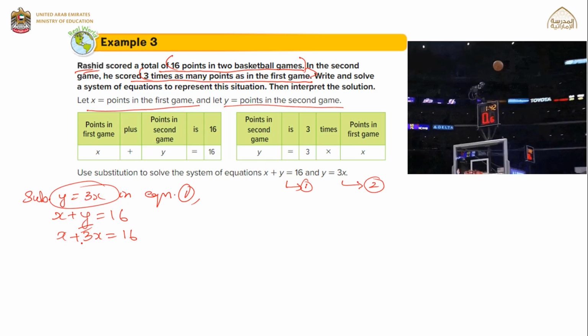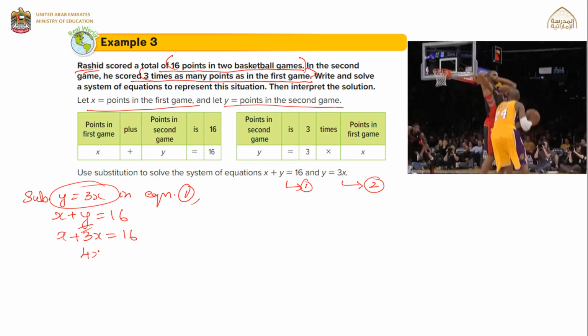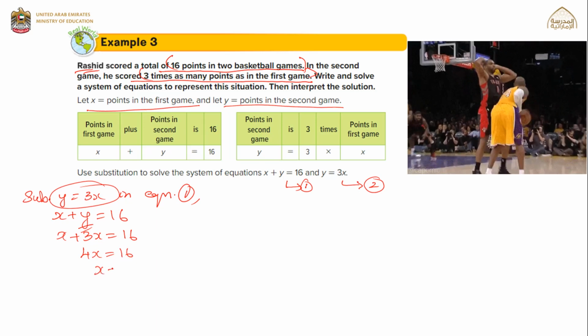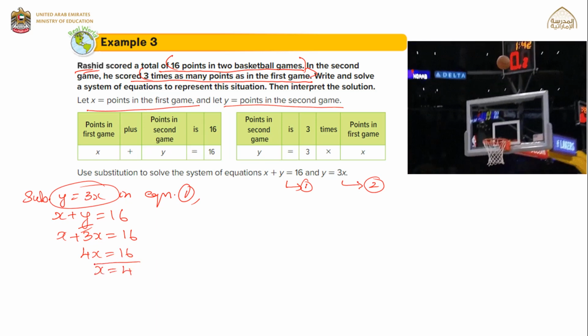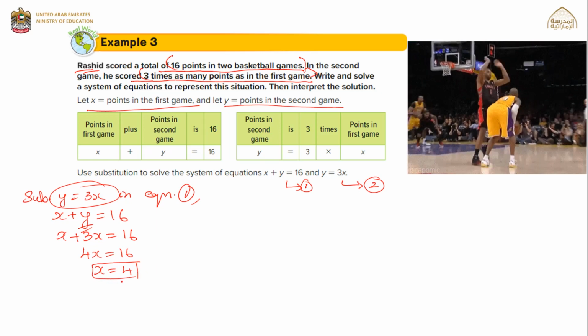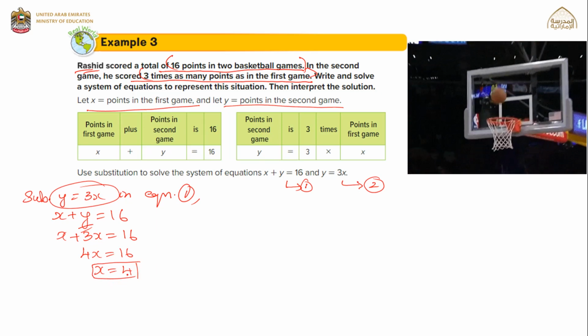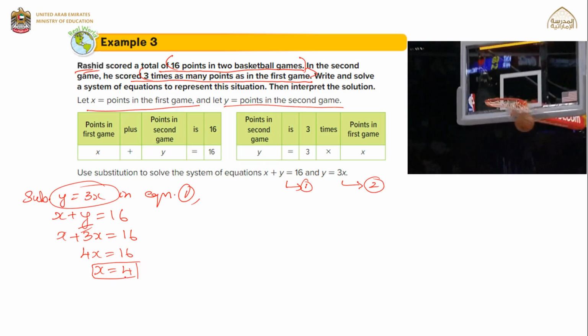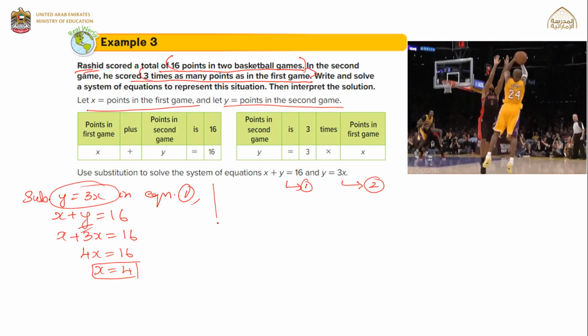When you add the like terms, you have 4x equal to 16. Divide both the sides by 4. You get the value of x as 4. So half the way, right? You got the value of x. Now what do we need to find the solution? We need the value of y. So what are you going to do?